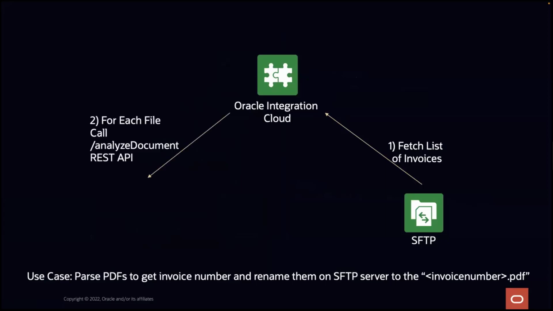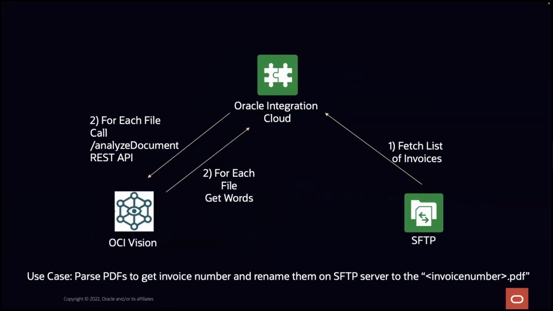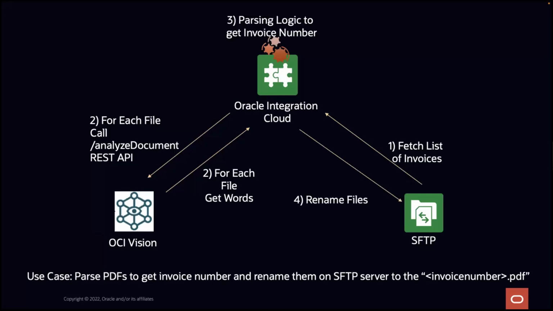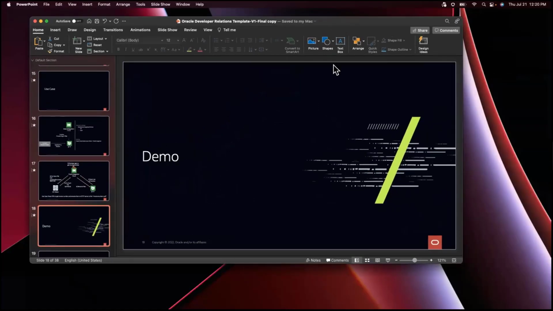It would call the analyze document REST API of the OCI Vision service for each file. And this Vision service returns a list of words or lines. Using those, OIC is powerful enough that we could write some custom logic to parse the JSON array and try to extract the invoice number out of it. And using that, we would rename the files back on the SFTP server. So pretty straightforward use case. I can jump to the demo.